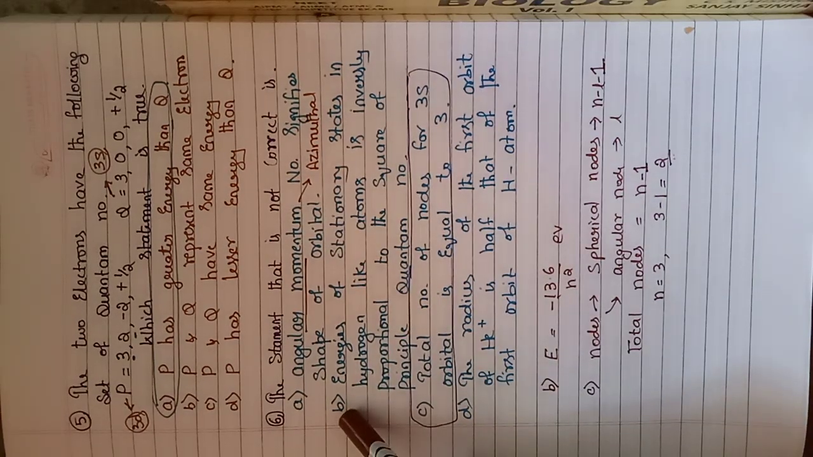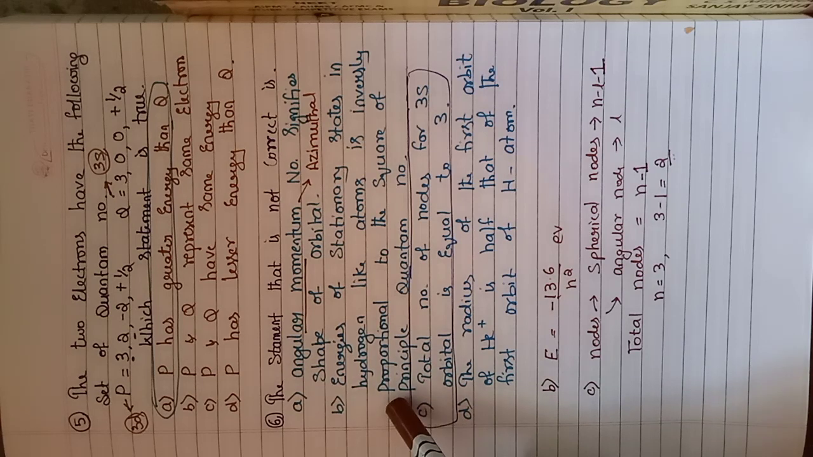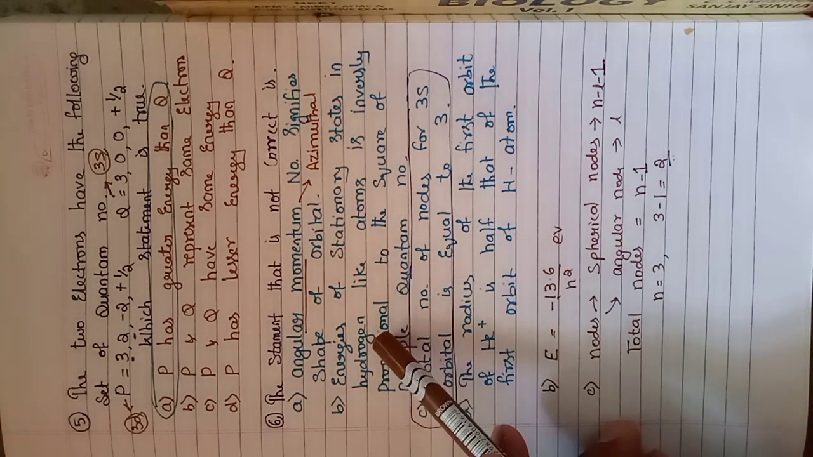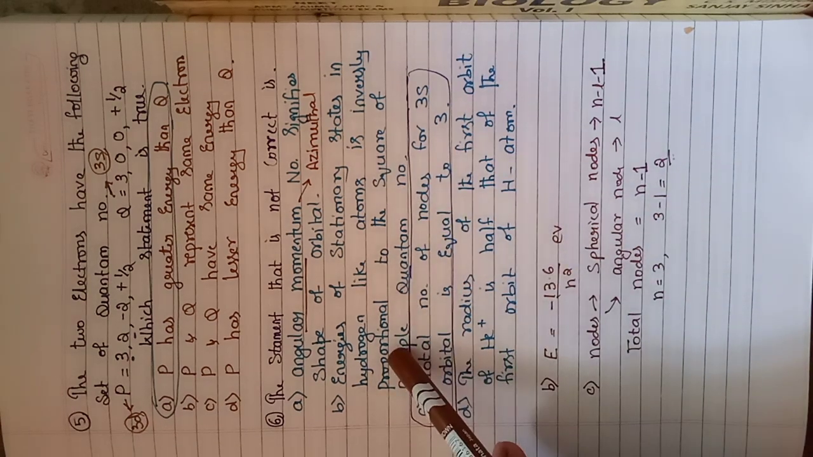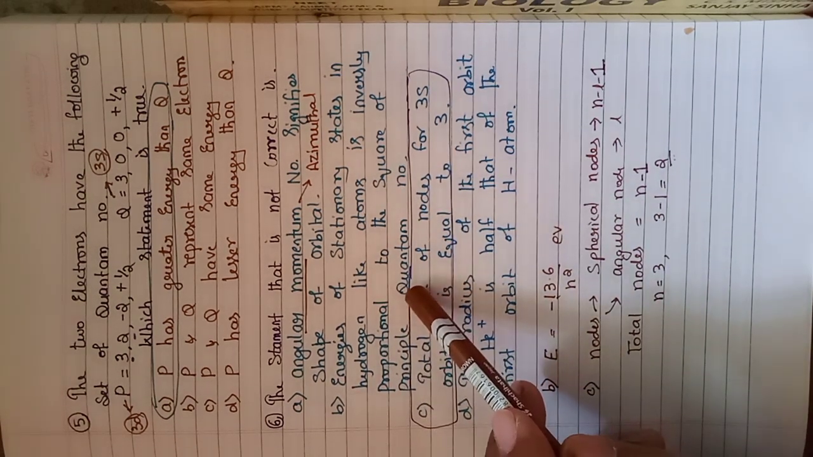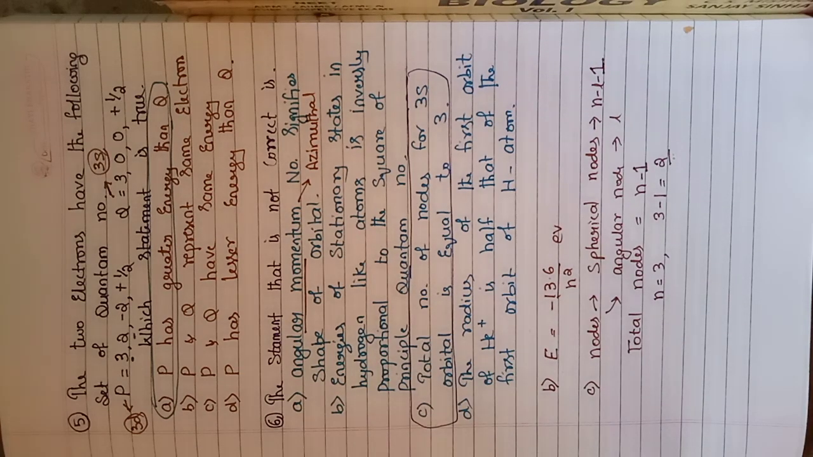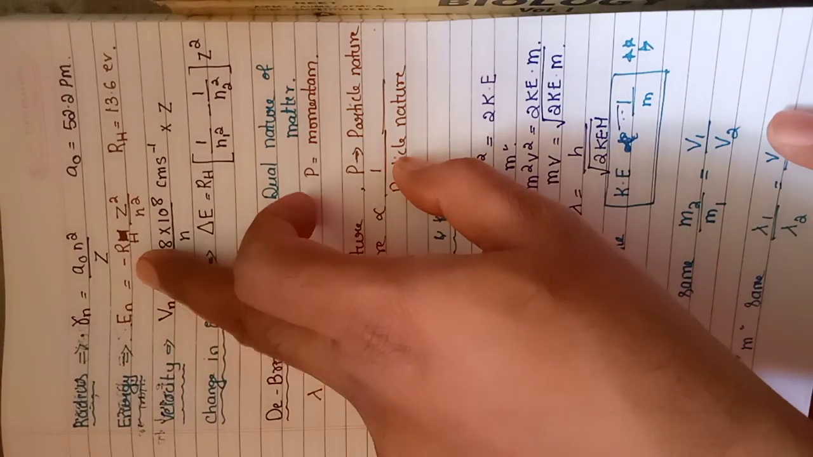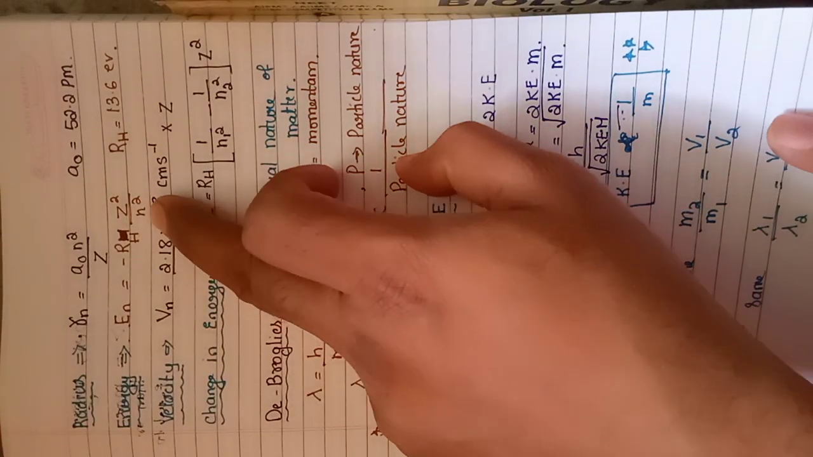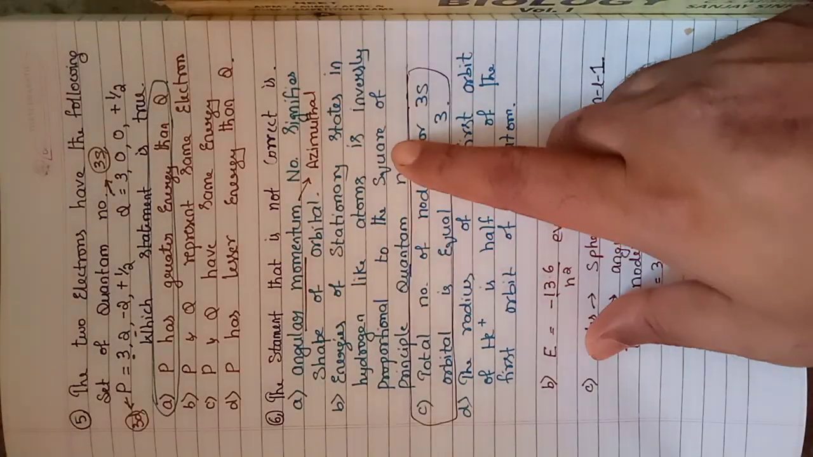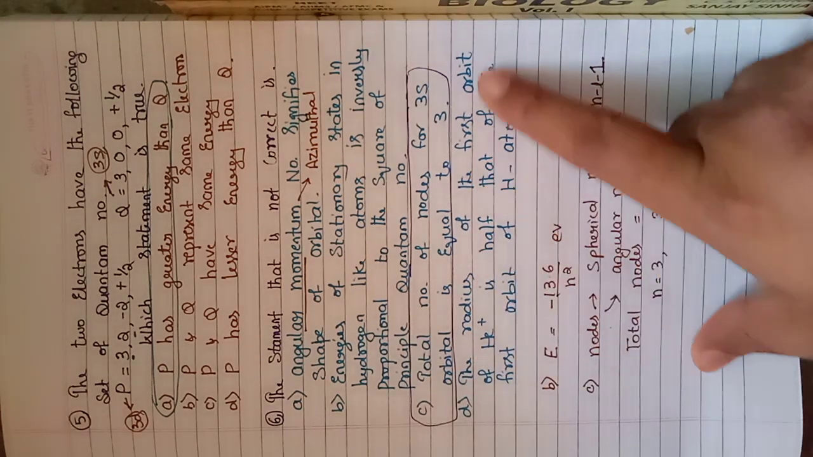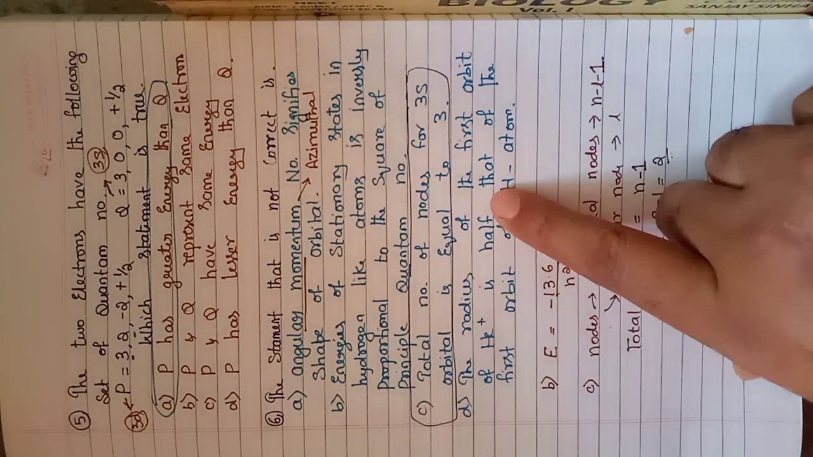Second, energies of stationary states in a hydrogen-like atom are inversely proportional to the square of the principal quantum number. Just now we have learned n square. We already learned the formula to calculate the energy on the previous page: En = -RH z square by n square. So n square, that's why the square of the principal quantum number. This is also right.